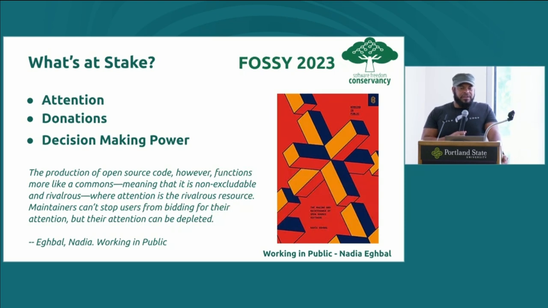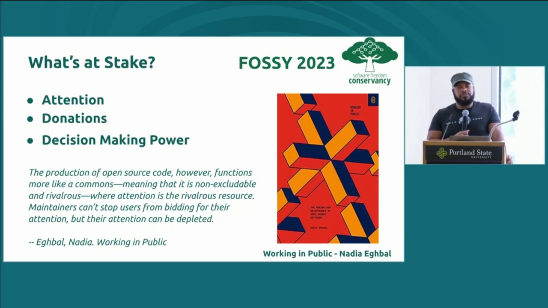Well, there are a couple of things within the open source community, during the production of open source, that are rival, meaning one person gets it, another person gets less of it. Attention is one. And that relates later to the management of the products of open source. So attention is one of the products of open source. Of course, you've got donations, money, that's easy to reason about. You also have the decision-making power.